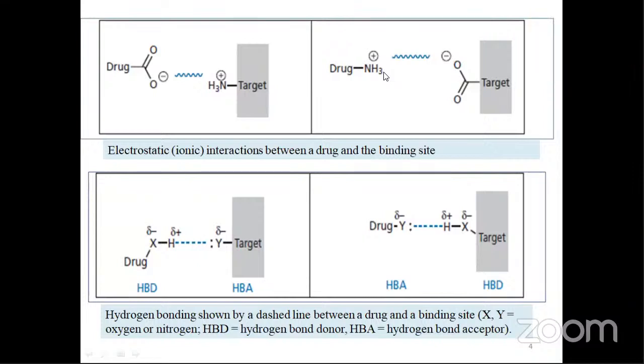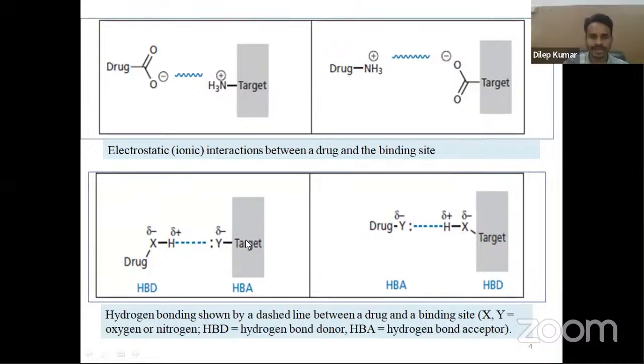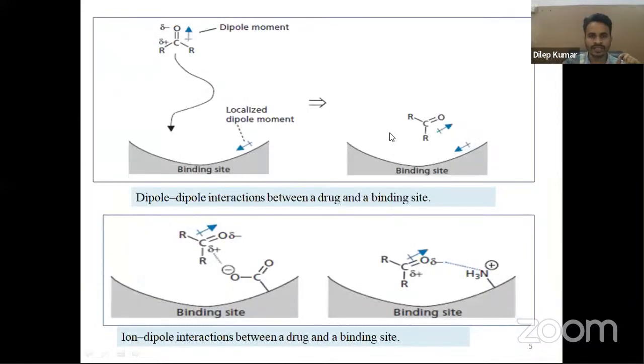Similarly, on the other side, we also have the target, which may be either a hydrogen bond acceptor or a hydrogen bond donor. And this is one of the most important types of drug-receptor or intermolecular interaction. The other type of interaction you can see is dipole-dipole interaction, that is between two dipoles: the dipole of the binding site of the protein as well as the dipole of the molecule.